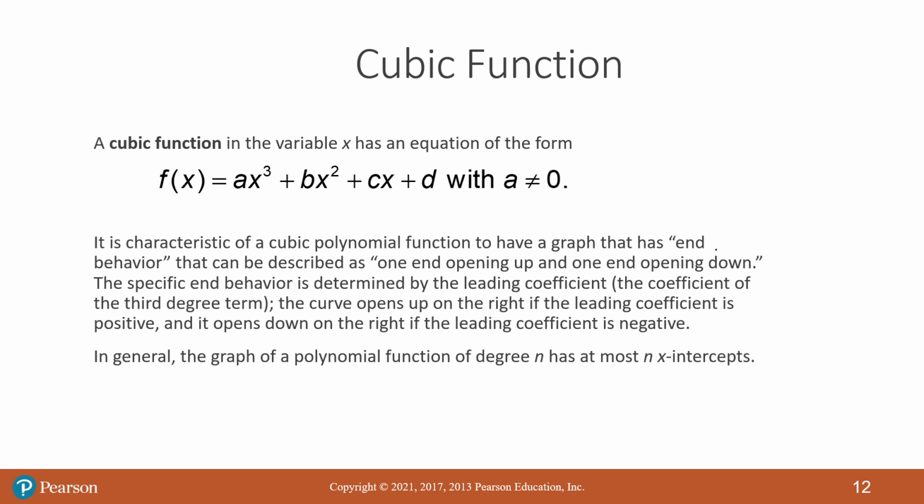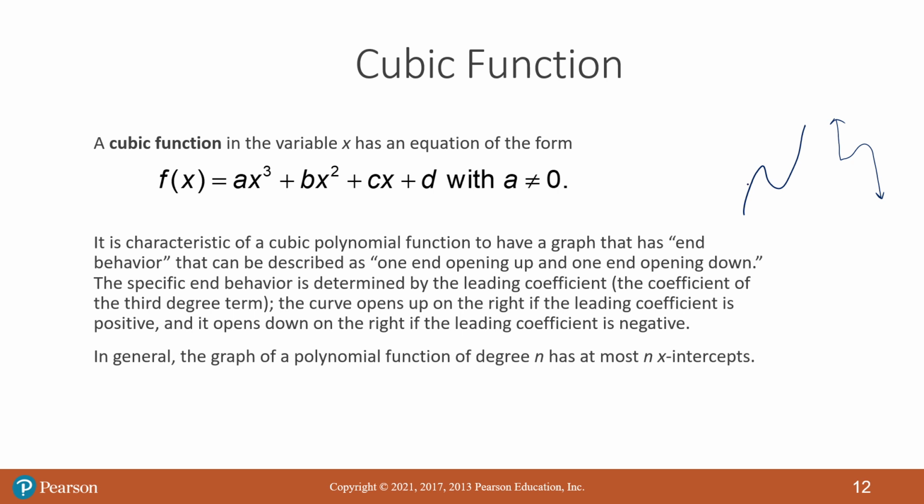So a cubic function might look something like this. Like I said, this would be a positive coefficient because the right endpoint is up. It could as well maybe look something like that. This would be where the coefficient is negative. Could have at most n x-intercepts.